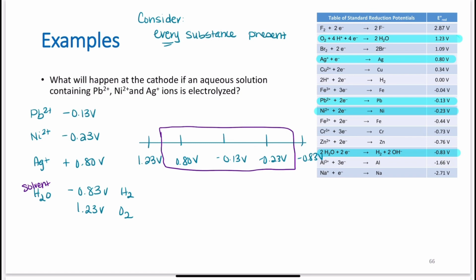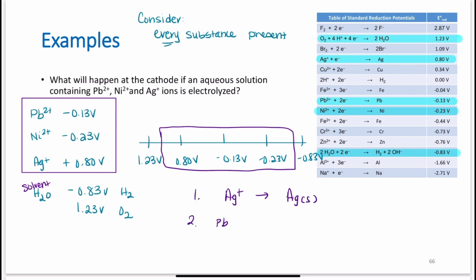But what wants to be reduced the most out of the three that are metals and not part of our solvent? We would plate out silver as silver first. We would plate out lead 2 plus to lead solid second, and again, this is plus 2 electrons. And nickel would be third. Outside of this window, I would then break down water. But first silver, then lead, then nickel will plate out.